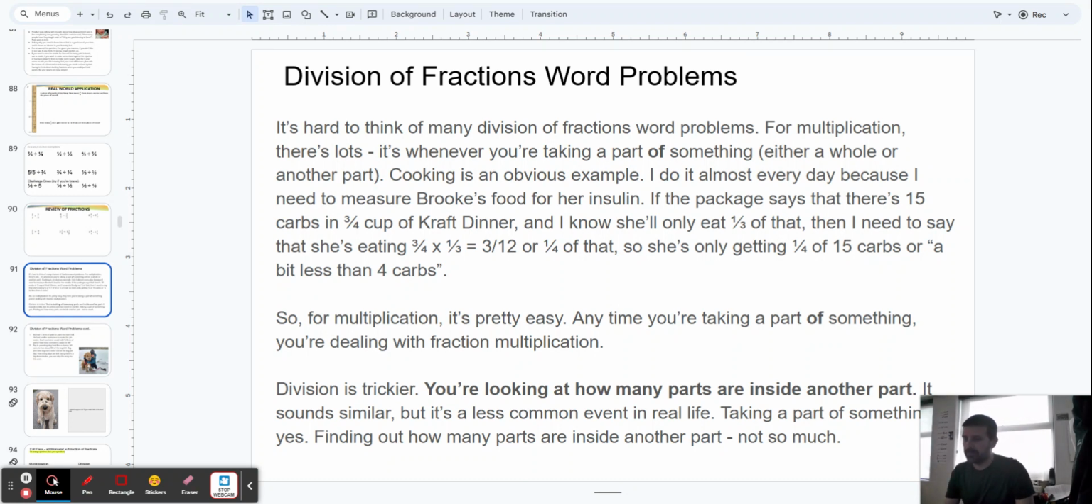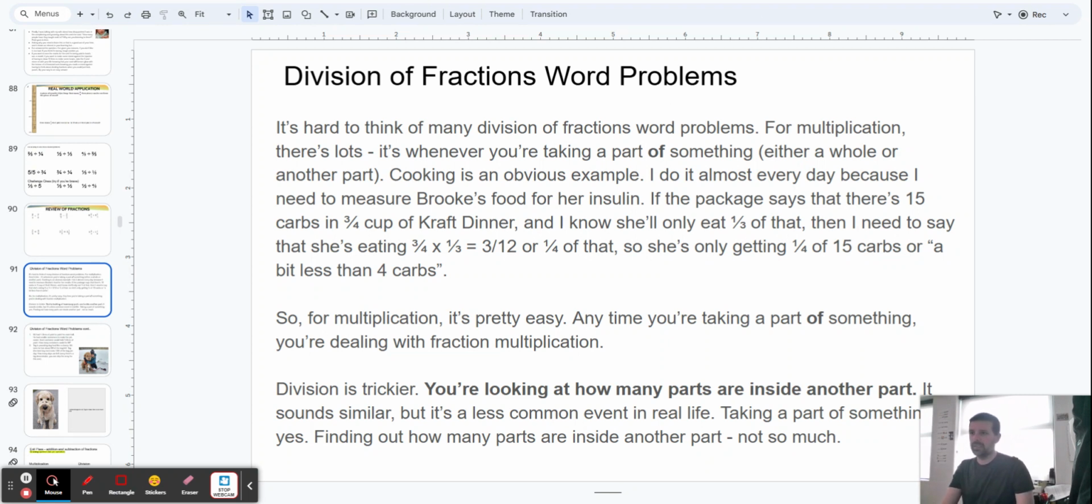Of is the key for multiplication, okay? So like I say in this jibba jabba here, it's hard to think of many division. We'll look at a couple division questions in a second here, but multiplication is much more common. Whenever you're taking part of something, okay? So whenever you see that of word, that's a keyword that you're looking at multiplication. Because when we talked about multiplying fractions, we talked about using the word of, right?